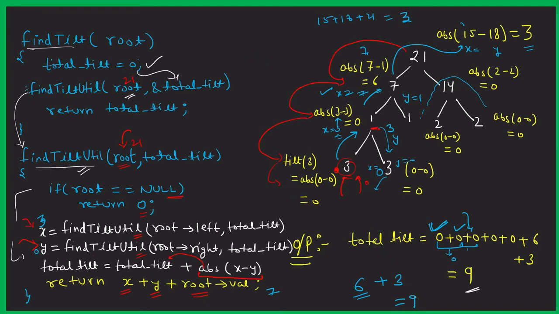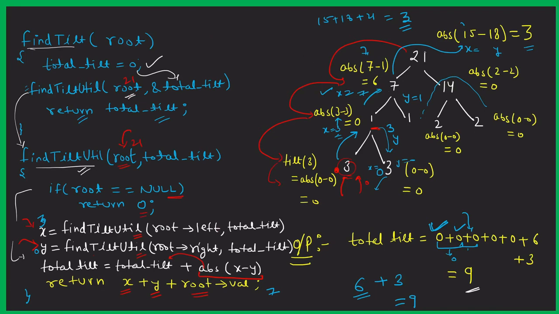Now our total tilt is 9 and it is stored inside the total tilt variable, and we do not need this total sum that we have got here. We have not used it, that's why we have not stored that sum here, and we are just returning the total tilt, that is our required total tilt value. So what is the time complexity of this solution?